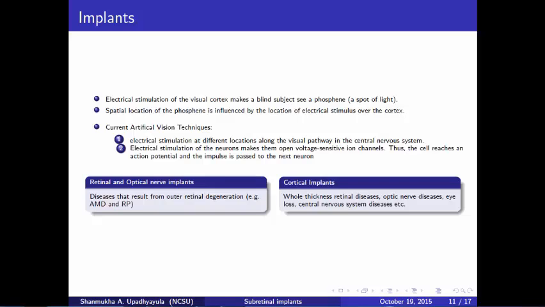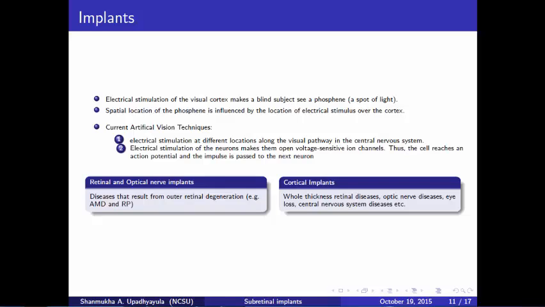It is believed that the electrical stimulation of the visual cortex makes a blind subject see a phosphene, which is nothing but a spot of light. Further, the spatial location of the phosphenes is influenced by the location of the electrical stimulus over the cortex. The current artificial vision techniques encash on these principles. Further, it is believed that the electrical stimulation of neurons opens voltage-sensitive ion channels, thereby causing an inflow of sodium inside the cell membrane, which triggers an action potential, and thus it is transmitted to the next neuron.